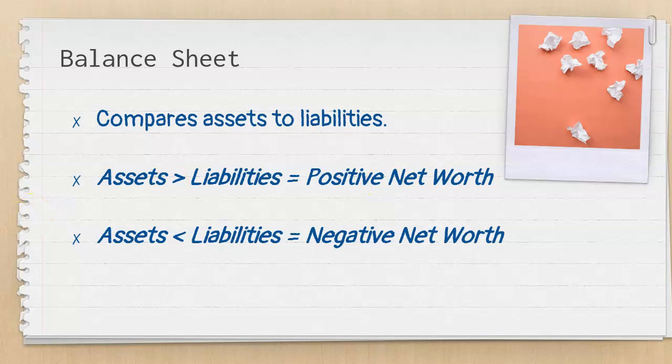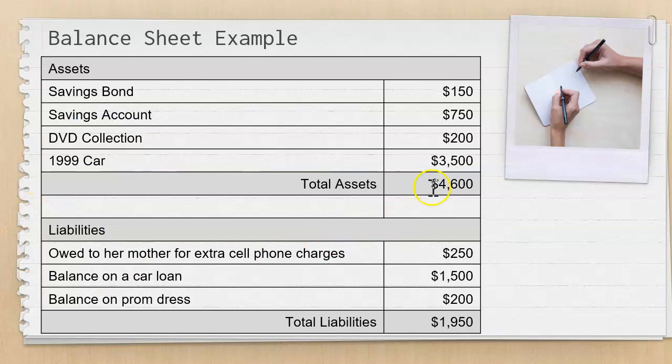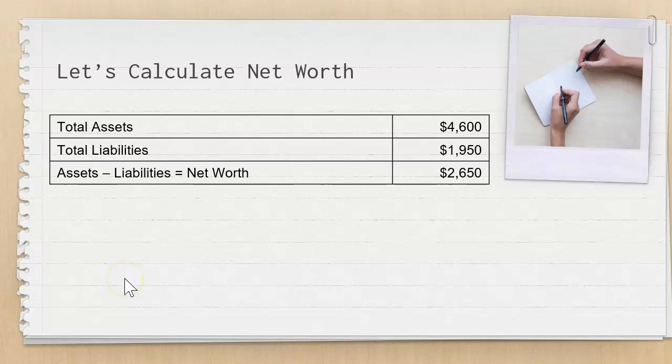Based on the previous slide, where we see that if our assets are greater than our liabilities, we have a positive net worth. Looking at this balance sheet, our assets are greater than our liabilities, so we do have a positive net worth.